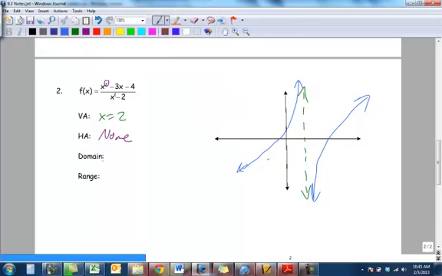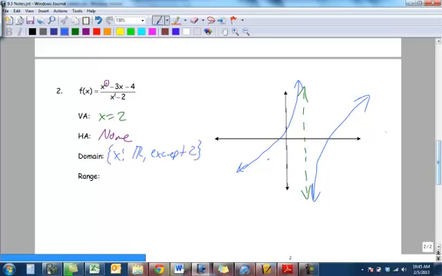Now, domain. What x values are being used? Well, everything negative up until we get to 2, right? And then once we get past 2, everything else is being used. So the domain is all real numbers except 2.